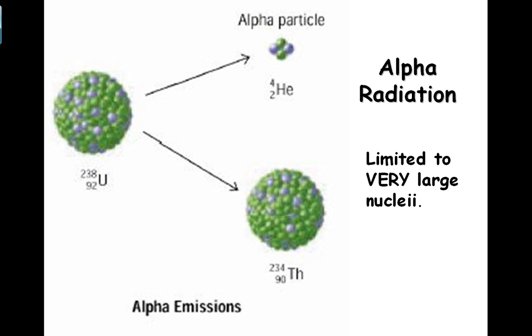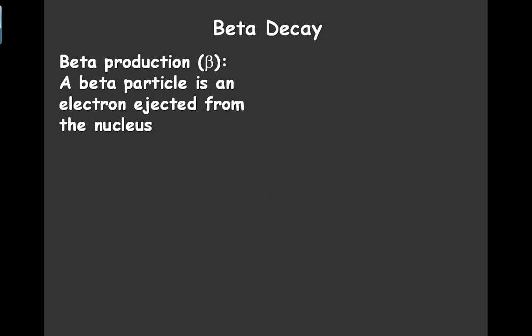Okay, so let's tackle beta decay. Beta decay is actually a little different than the alpha decay. Beta decay is actually an electron that's emitted from the nucleus when a neutron breaks down into a proton and an electron. So let me say that again. This is an electron coming out of the nucleus. Now remember, electrons typically are on the outside, but this is an electron coming from the nucleus when a neutron breaks down to form a proton and an electron.